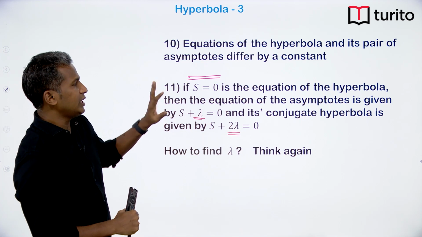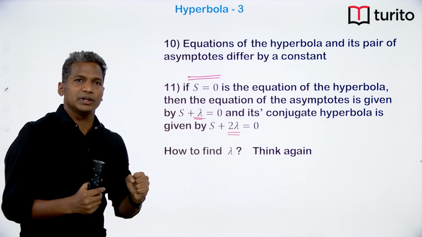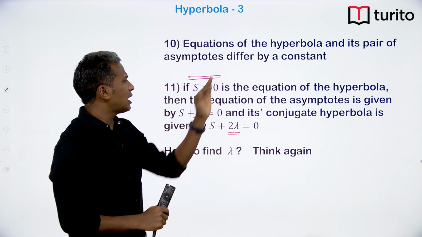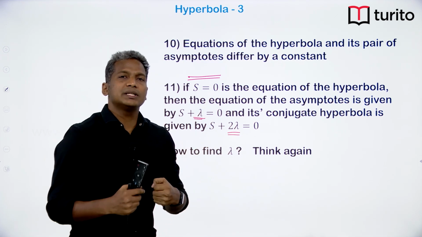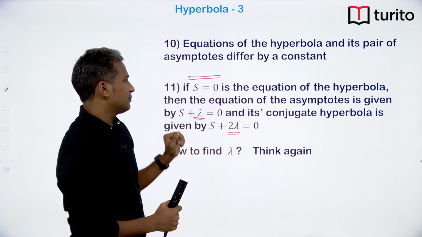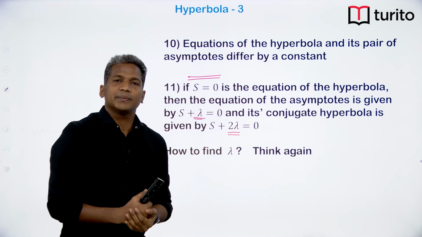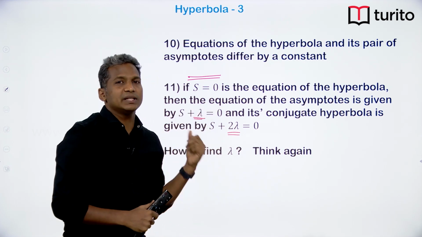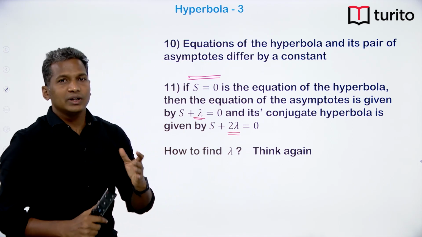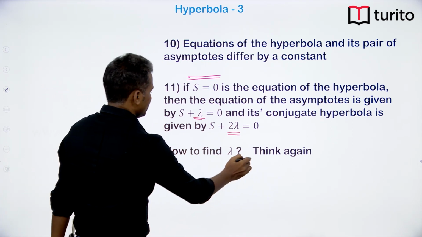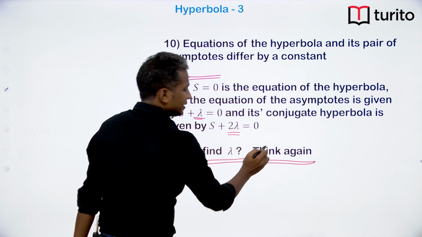Now, this is one point which is derived from the earlier point only, that asymptotes and the hyperbola, these two equations differ by a constant which is lambda. Now, if I add another lambda, I will get the conjugate. But how do we identify this lambda? How do we calculate this lambda? Think again.